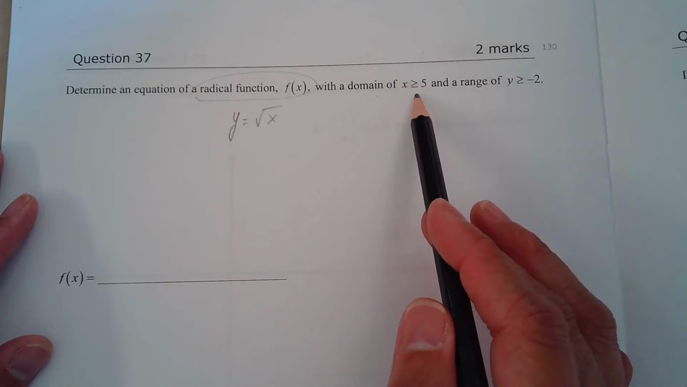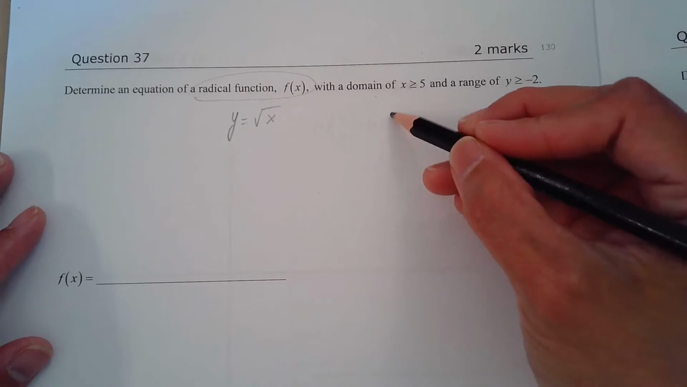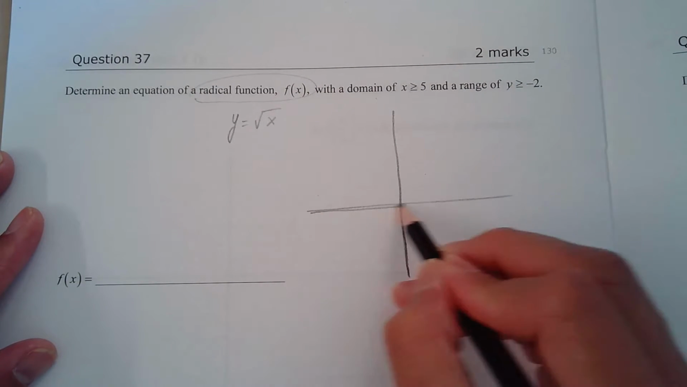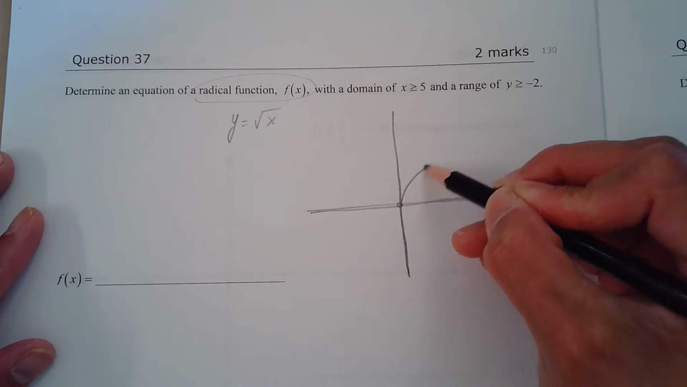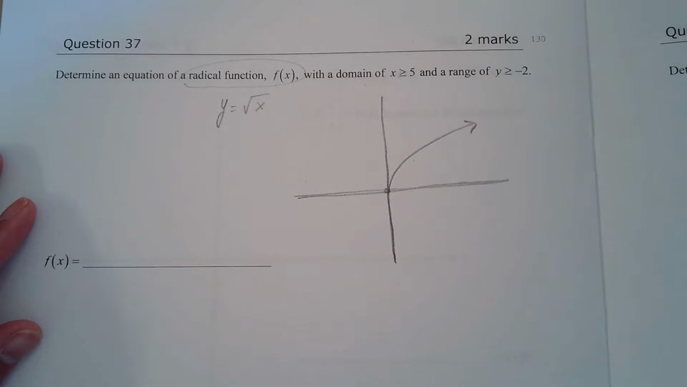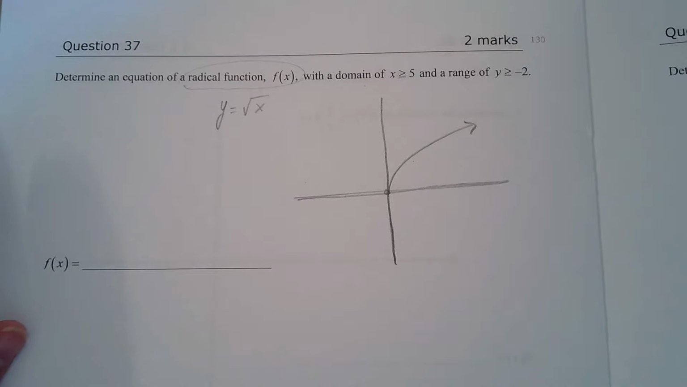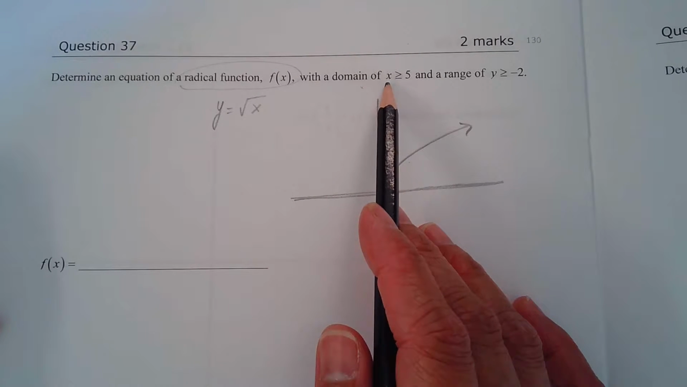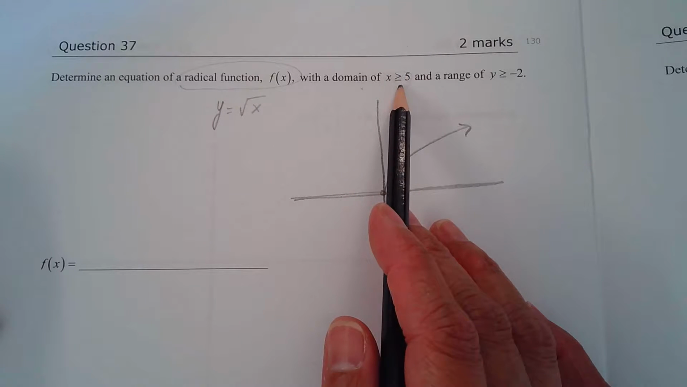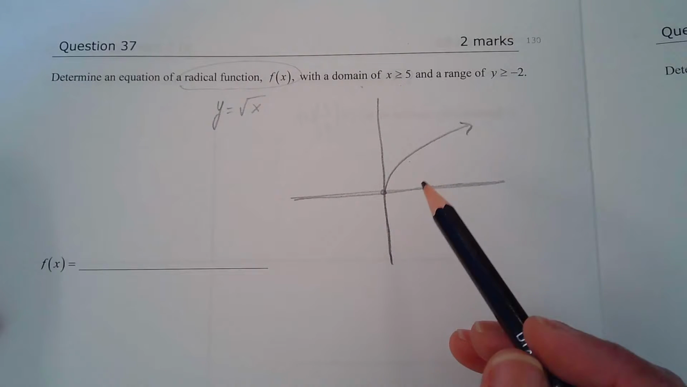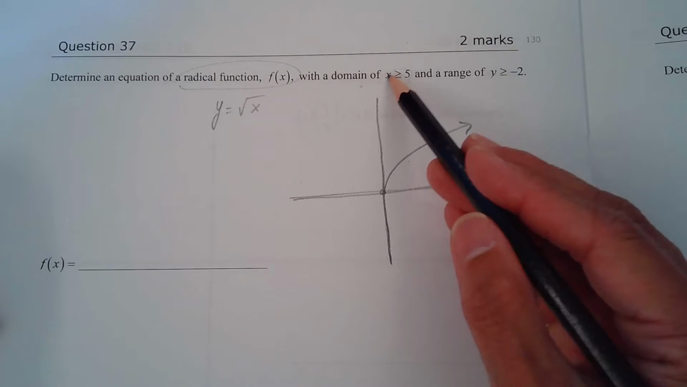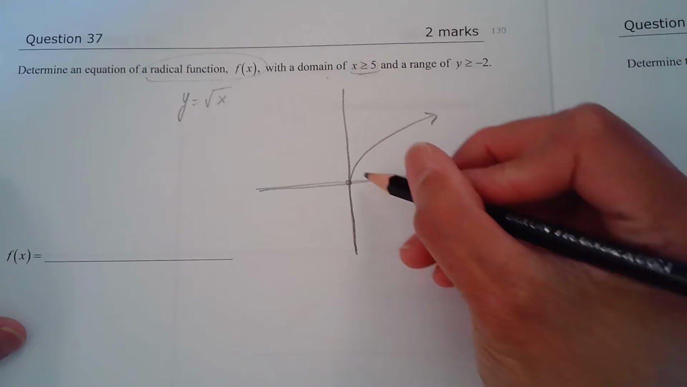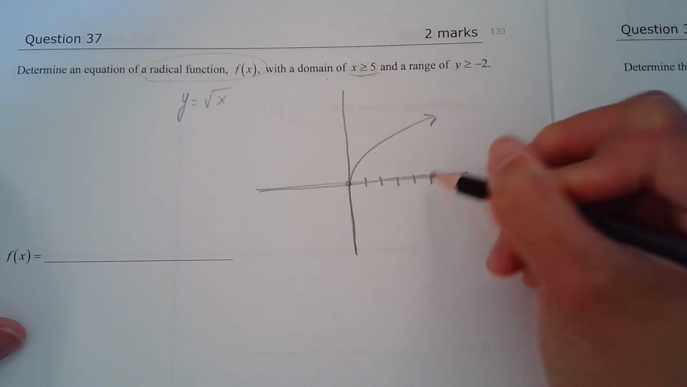So we want the domain to be greater than 5. Okay, let's see the graph of that, just to show the graph, see what that looks like. So that's going to be like this, right? That's a square root of x. Now you want the domain to be greater than or equal to 5. So that means we have to move this graph this way 5 units to the right. So 1, 2, 3, 4, 5.